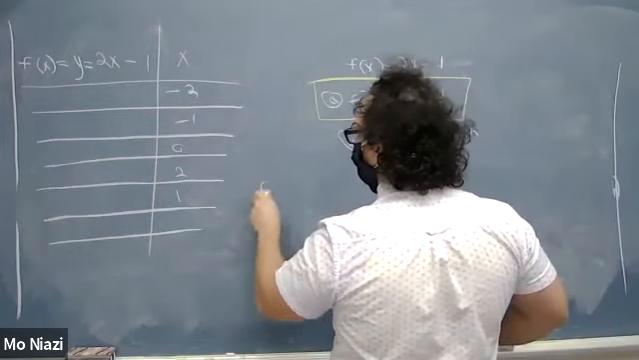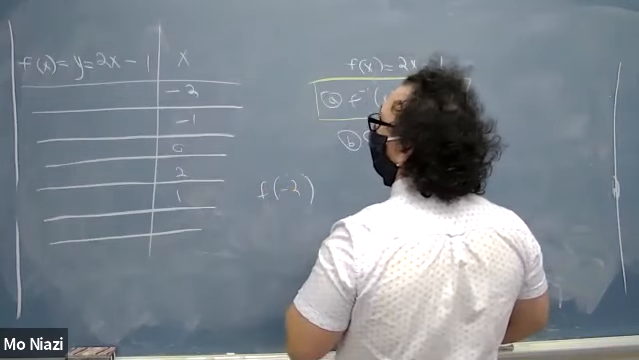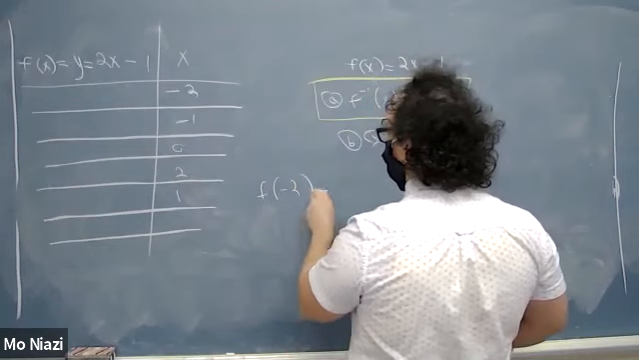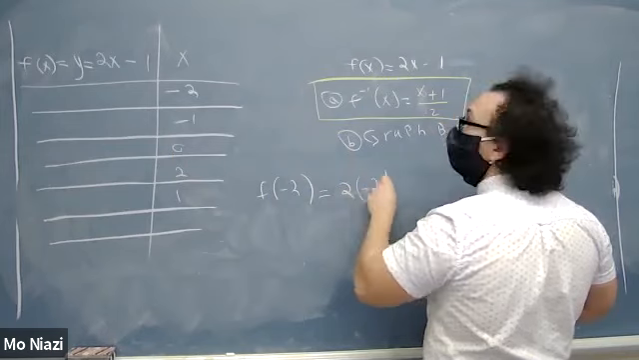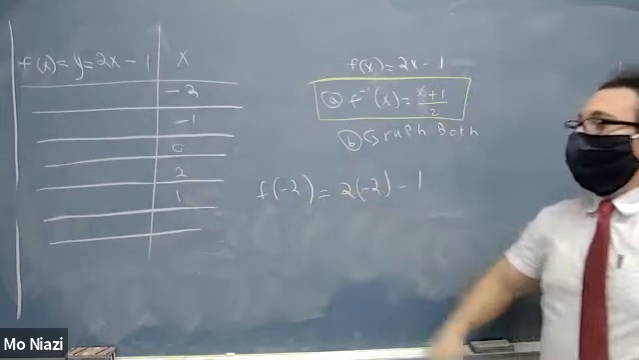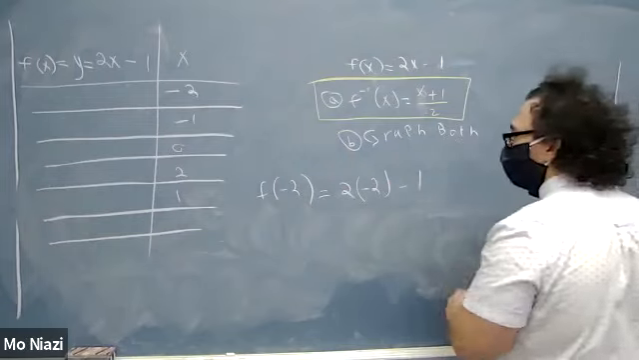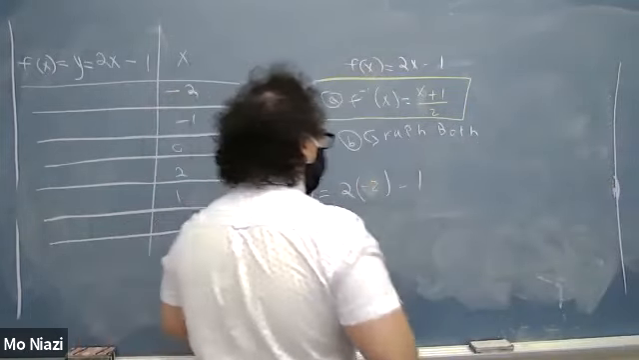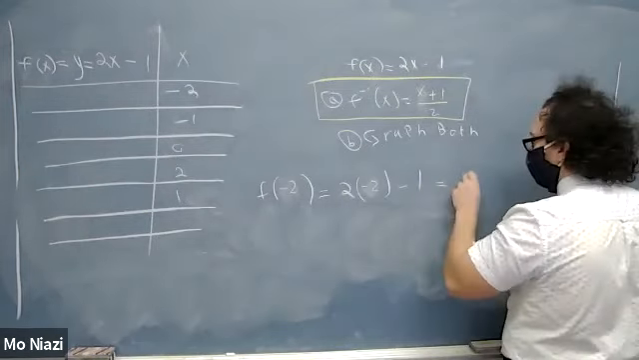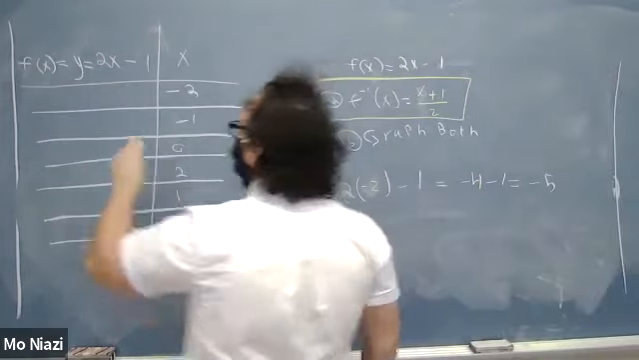F of -2. So first we're going to graph f of x. F of -2 is when I replace every x with a -2. Here, technically, the stuffing is -2 and the turkey is 2x minus 1. All right. So then what you get is a -4 minus a 1, which is a -5. And we just put it in the table.